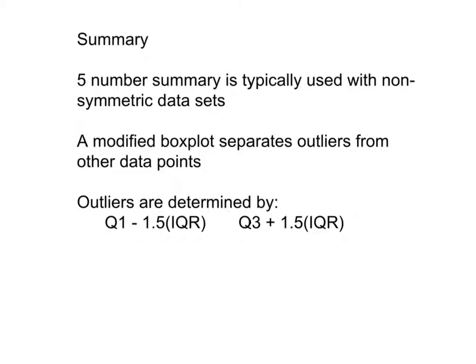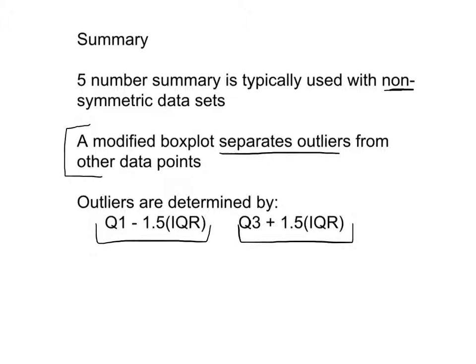Little summary here. 5-number summaries are typically used when we're talking about non-symmetric data. Box plots and modifieds are very similar. In fact, they're exactly the same if there are no outliers. The only difference is the modified separates the outliers. And how do we determine the outliers? By using your quartiles and your interquartile range.